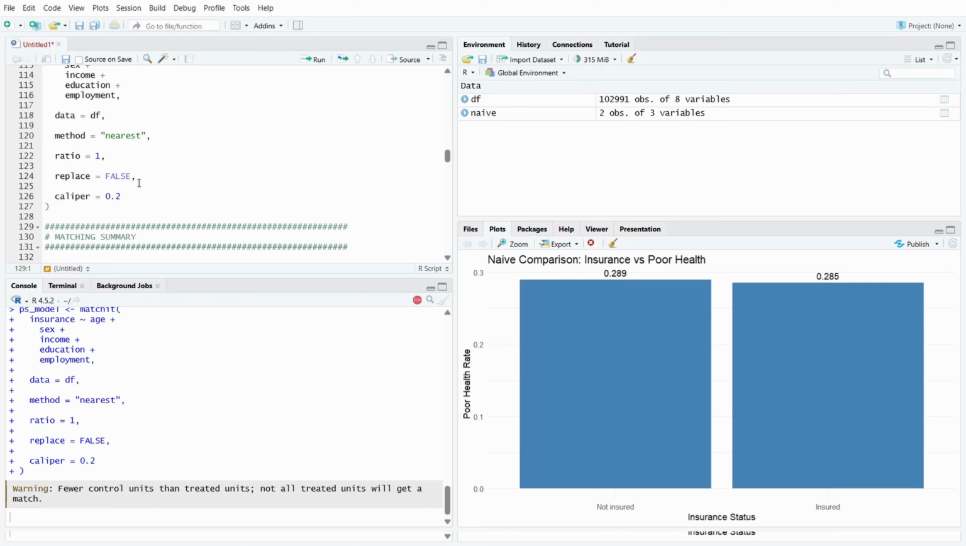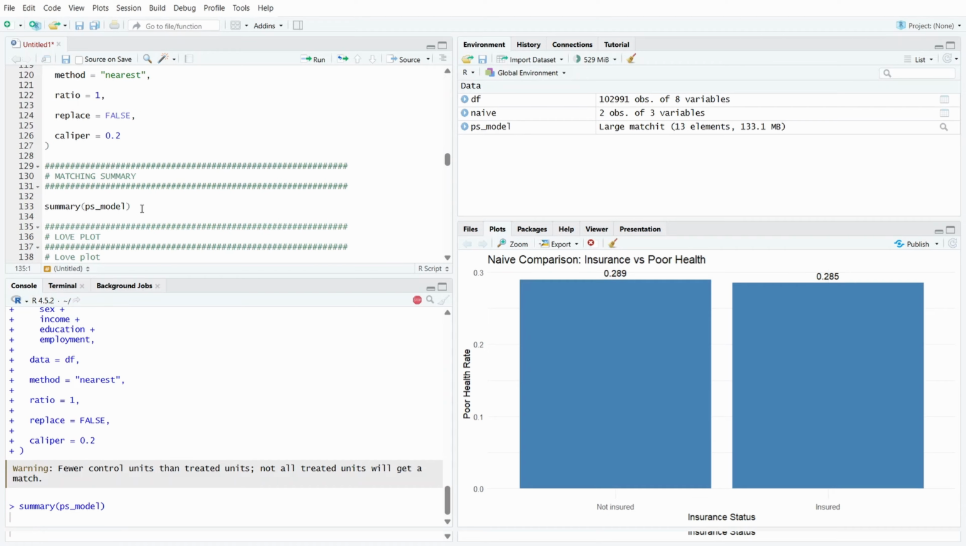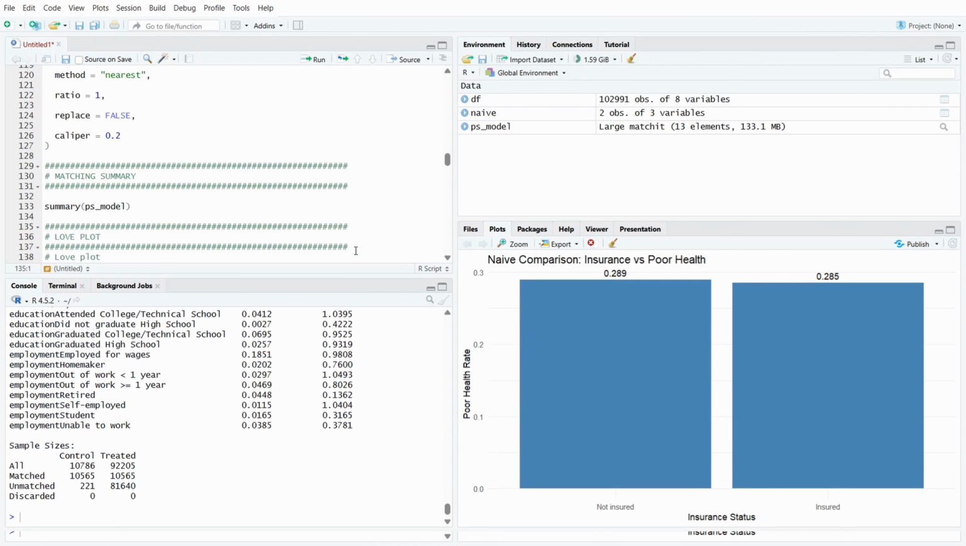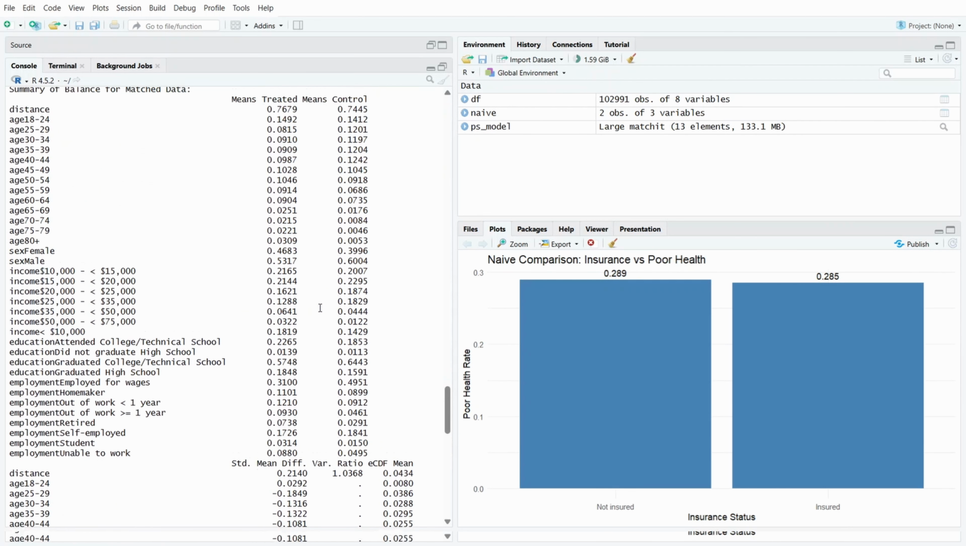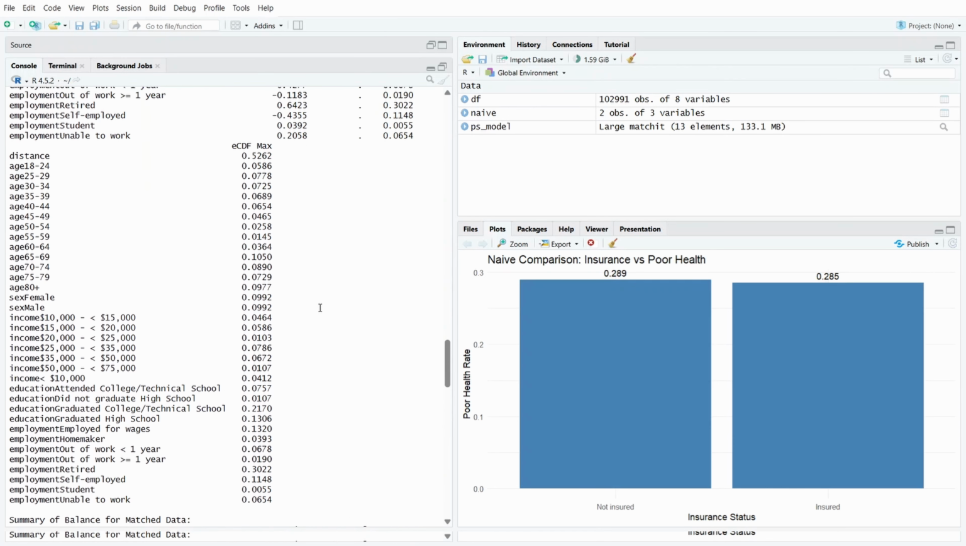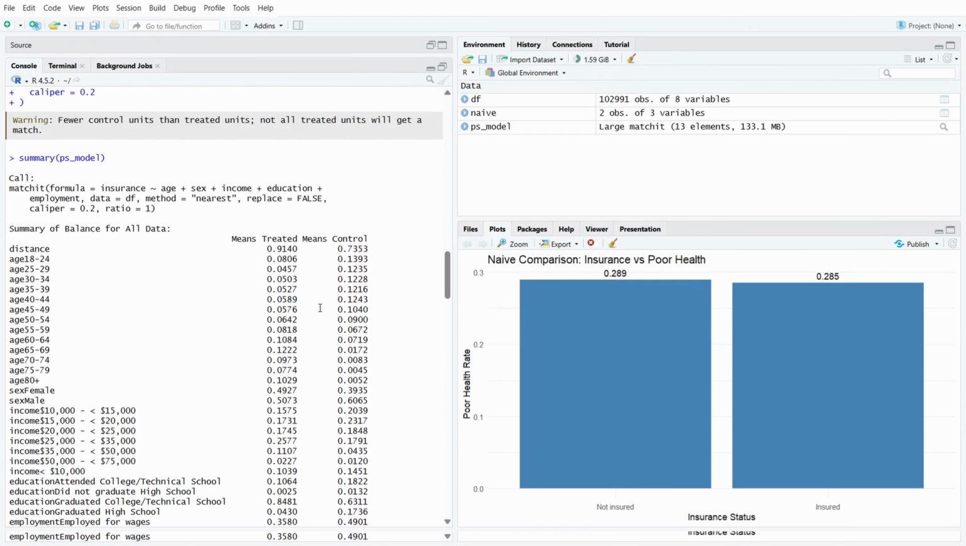After fitting the propensity score model, we generate a matching summary. This summary allows us to evaluate covariate balance, propensity score overlap, and sample sizes before and after matching. This output is one of the most important parts of the analysis because it tells us whether the matching process successfully reduced differences between insured and uninsured respondents.